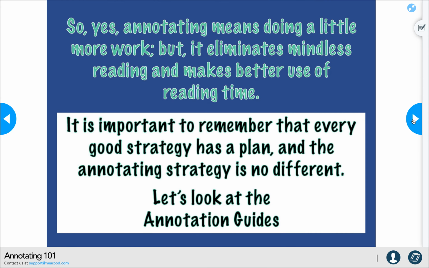So yes, annotating does mean a little more work, but it does eliminate mindless reading and makes better use of reading time. So you're not just going to be reading something and saying, I don't know what it means, or man, I've read that 5 times, I still don't get what it's saying. Annotating is going to help with that. So it is important to remember that every good strategy has a plan, and the annotating strategy is no different. So let's look at some of the guides.